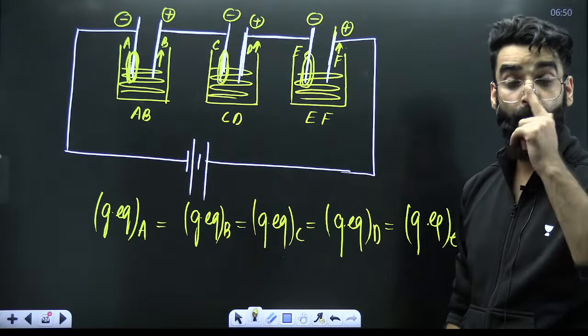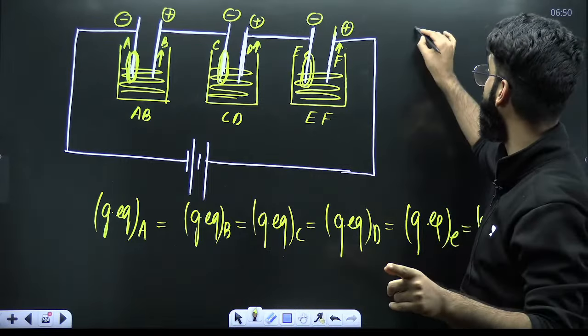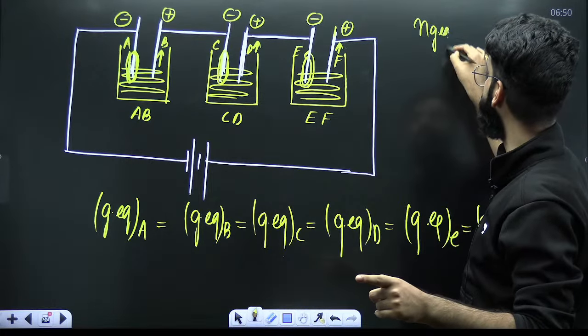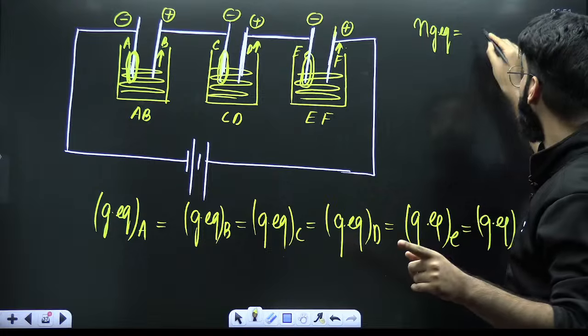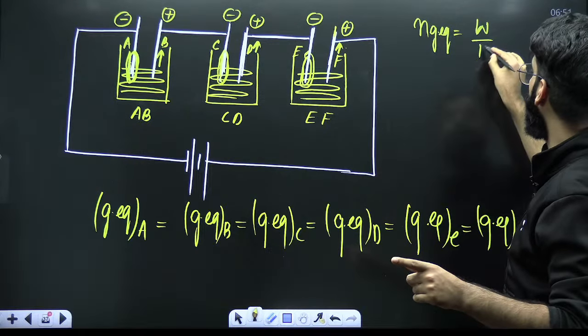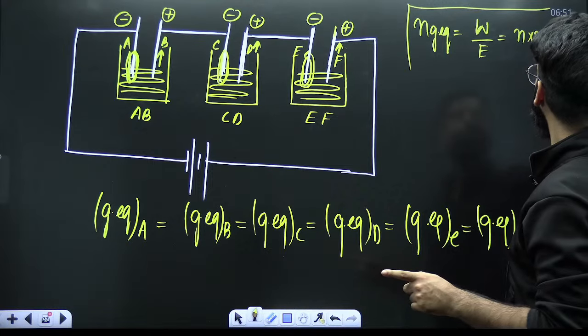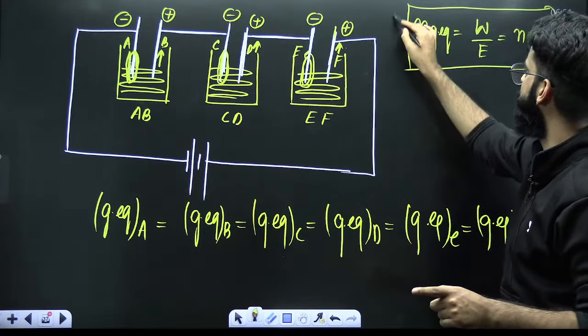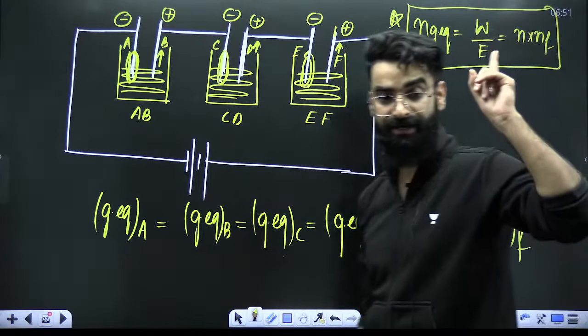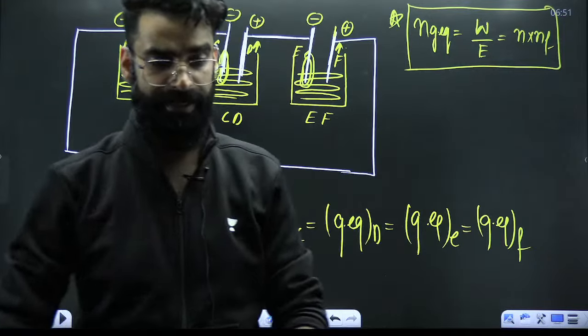Perfect. Now, I hope you guys remember how we calculate gram equivalence. Gram equivalence of the substance is equal to, do you remember? Mass of substance divided by equivalent mass of the substance. Or you can say number of moles of the substance multiplied by the n factor of the substance. This was the result to calculate gram equivalence, studied in redox, right?